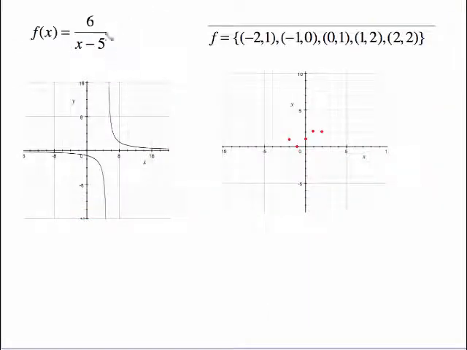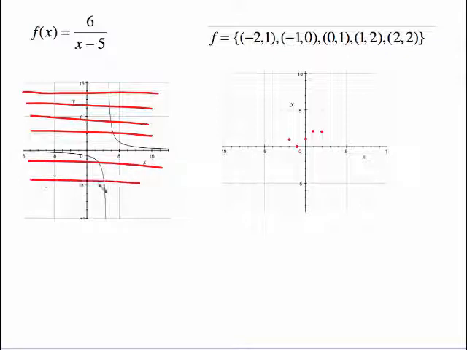Take a look at this graph, 6 over x minus 5. Does it pass the horizontal line test? Yes. Every horizontal line I would draw only intersects my graph once. So this is one-to-one. Here I've just got a bunch of ordered pairs that I went ahead and put on the graph to reiterate what I said on the other screen.